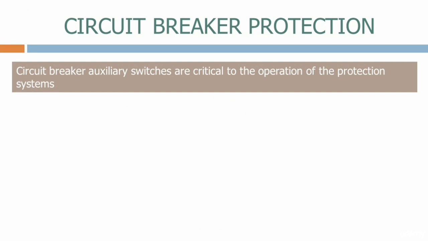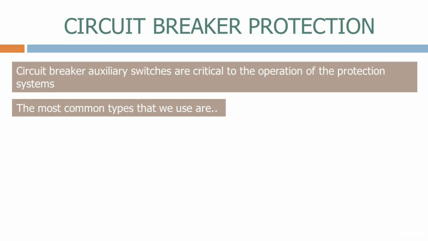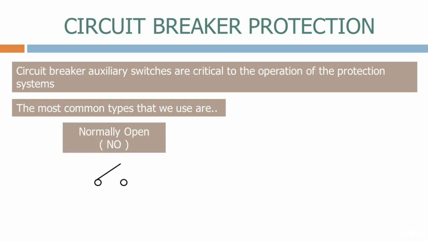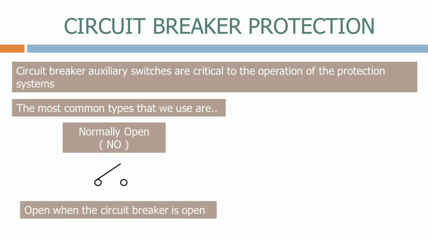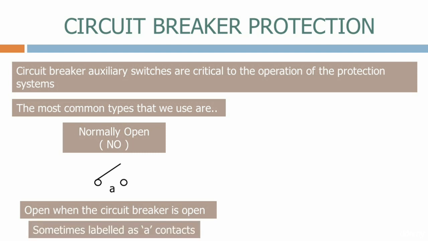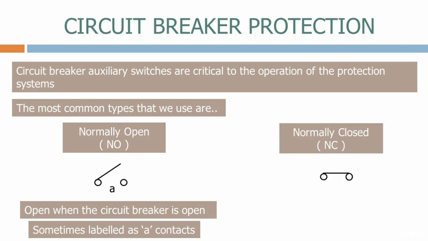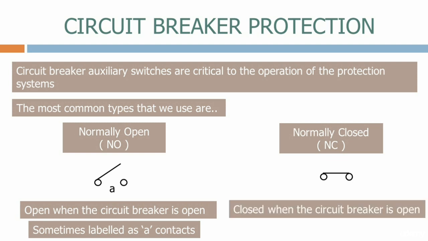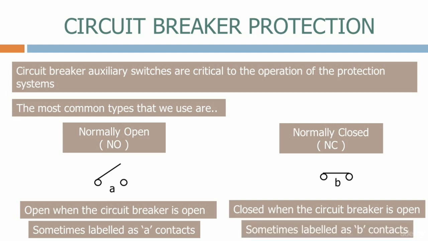Circuit breaker auxiliary switches are critical to the operation of the protection systems. The most common types that we use are normally open, sometimes labelled as NO. These are open when the circuit breaker is open. They're sometimes labelled as A contacts. Next we have normally closed, sometimes labelled as NC. These are closed when the circuit breaker is open. They're sometimes labelled as B contacts.